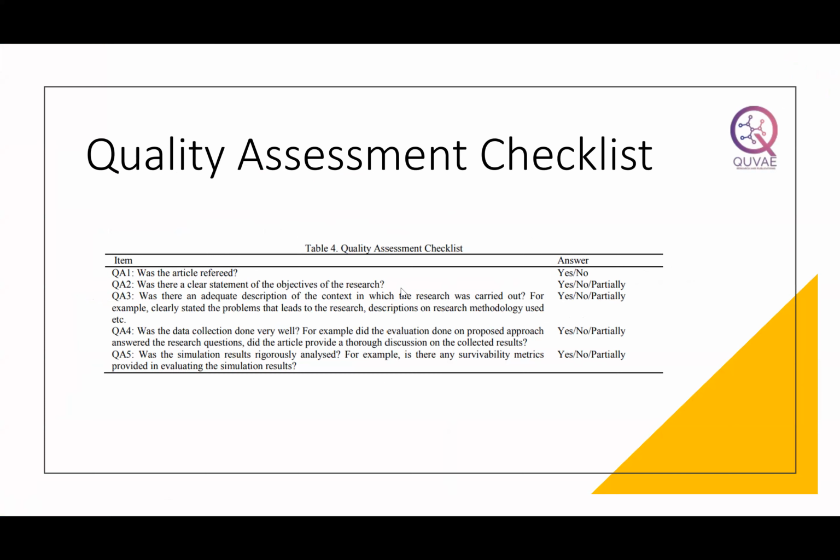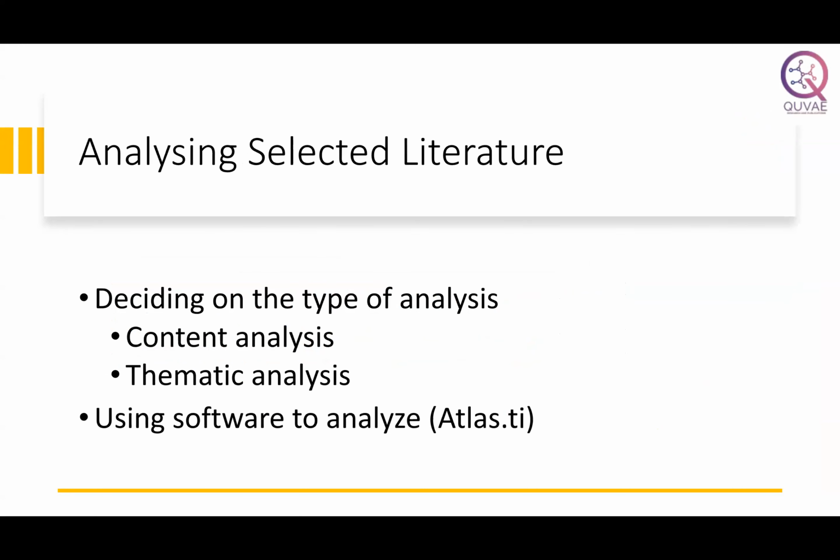General criteria, like whether this article is refereed or not, because sometimes a non-refereed article is not reliable, and whether the objective of the research is clear, and whether the data collection is well developed or not. So from this, you have to answer yes, no, or partial. So we will take only the yes articles. Normally no, we will discard, and partial we will decide later on. If it's relevant we can put it in, but if it's not relevant then we can discard as well.